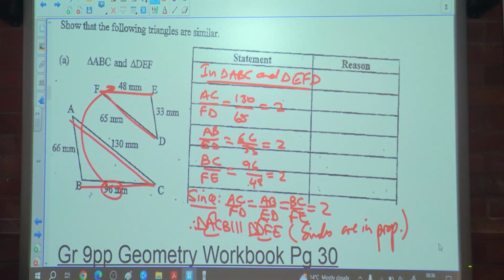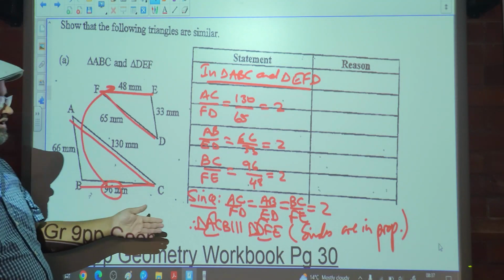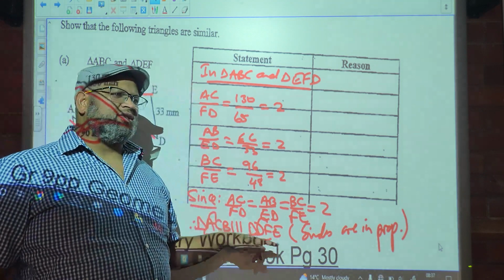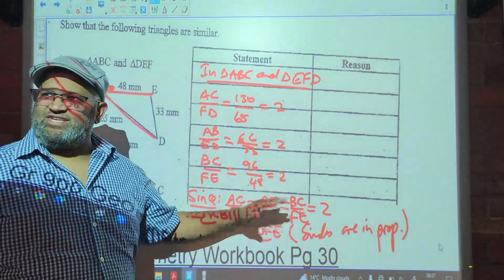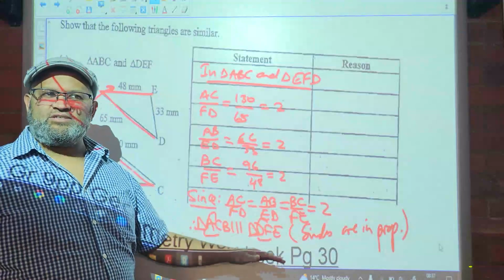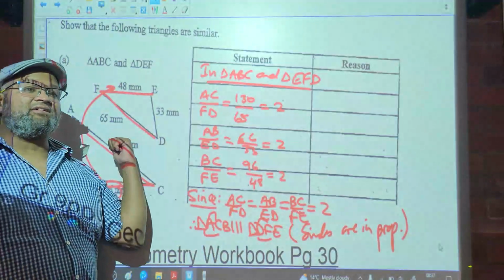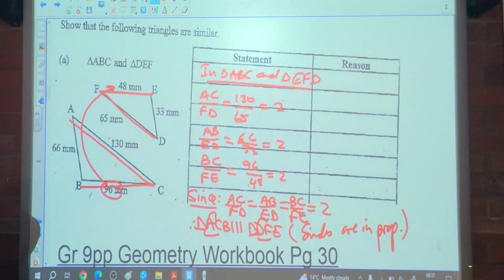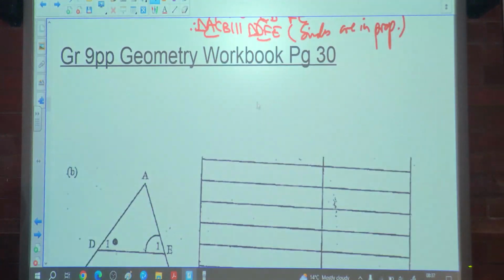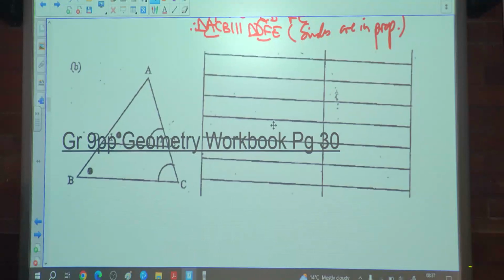So would you lose a mark for not getting the right order? You won't lose a mark, but if there's follow-up questions, then you will get confused. Okay, so if this order wasn't right, you wouldn't have lost anything here. But if there was follow-up questions pertaining the angles, you'll get confused. Okay? Anything else? No? Alright.